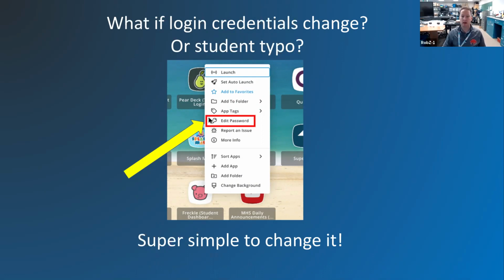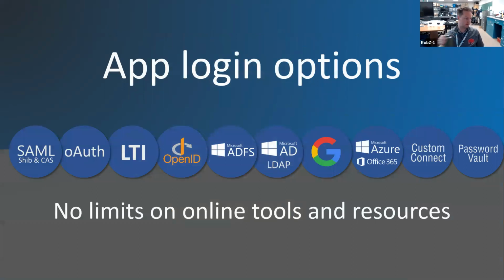It's super simple. The user themselves or the teacher on their behalf can right click on any icon and go here to edit password, and they can make sure the credentials are what they need to be. For us, that happens a lot when they move up a grade level because their last year's data is still in there. Now the kid can put in the current year's data. So it's super simple to change that.